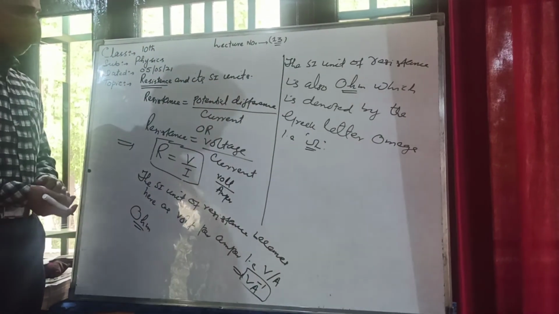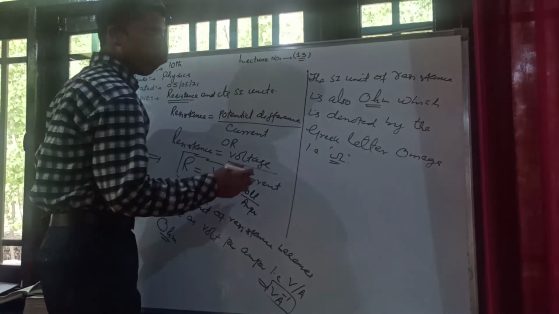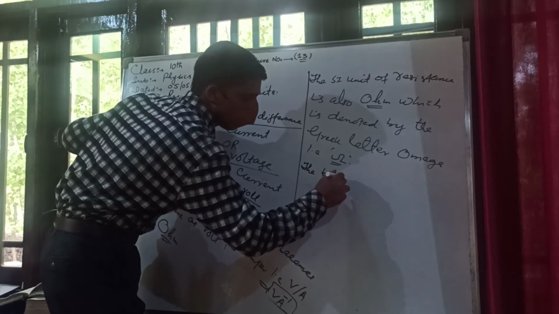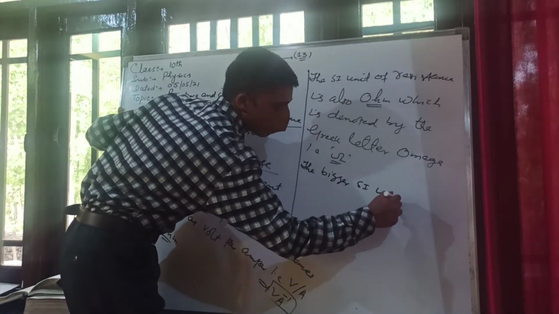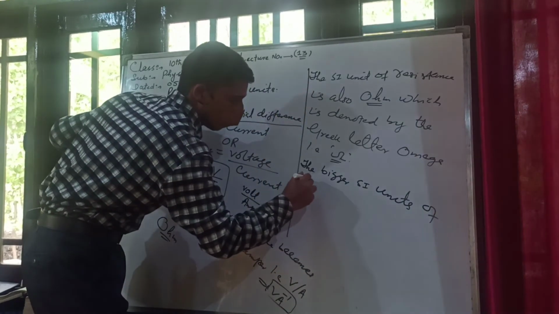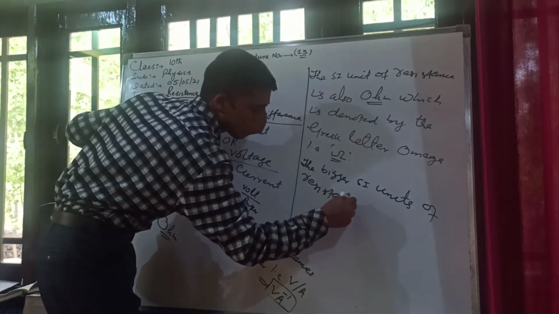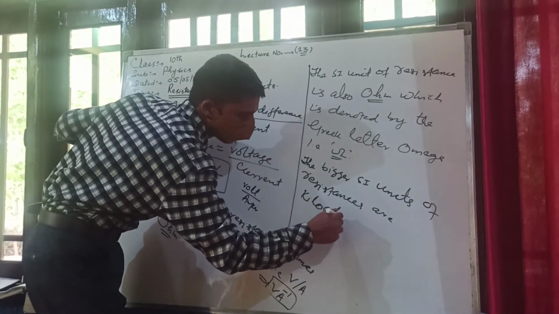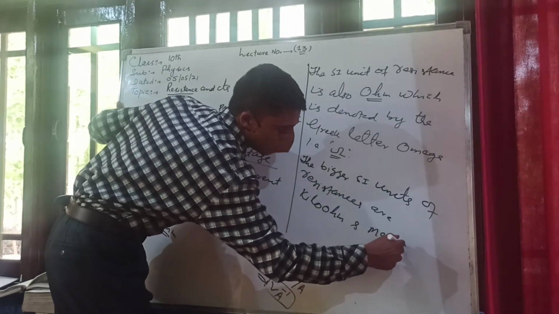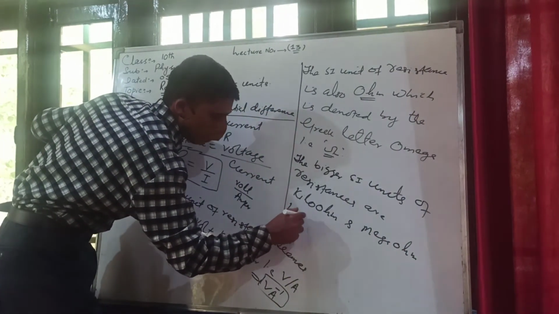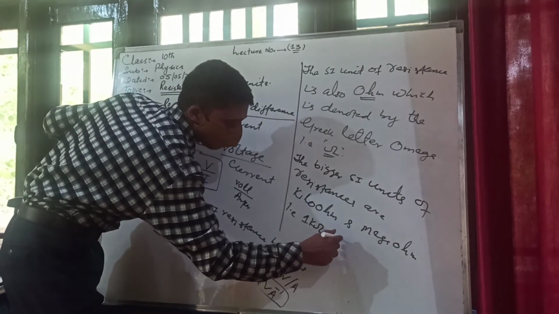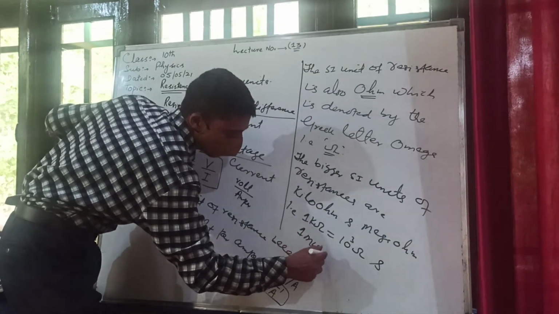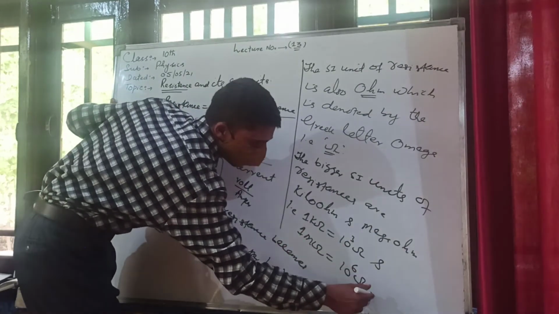In addition to these things, there are other bigger units of resistance. The bigger SI units of resistance are kilo ohm and mega ohm. That is, 1 kilo ohm is equal to 10 raised to power 3 ohm, and 1 mega ohm is equal to 10 raised to power 6 ohm.